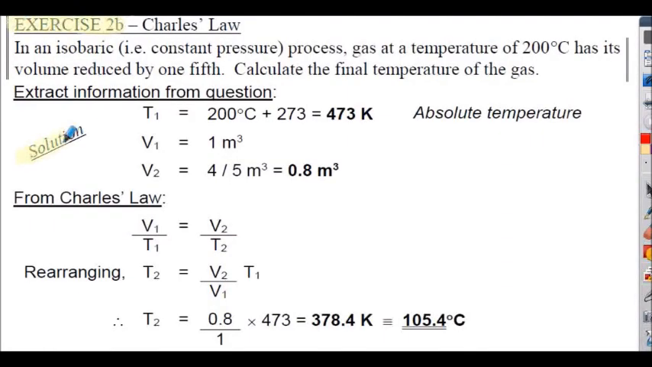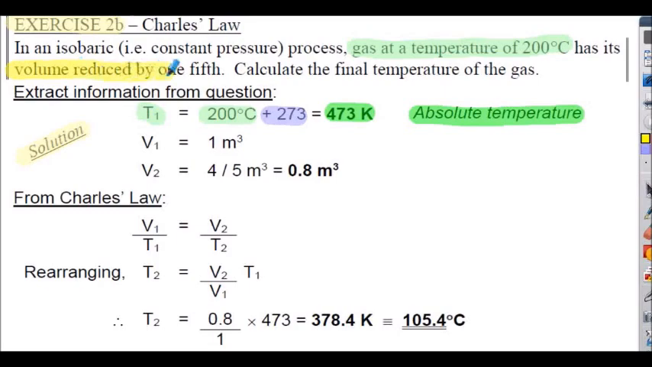Exercise 2b, solution. Extracting the information from the question. In this isobaric process, our gas initial temperature is 200 degrees C. So T1, 200 degrees C, converting to Kelvin, add our 273. We have 473 K, that's an absolute temperature. The question states the volume is reduced by 1/5. So assuming the original volume V1 is 1 meter cubed, then final volume V2 is 4/5 of that 1 meter cubed, so it's 4/5 of a meter cubed, or in decimal that's 0.8 meters cubed.